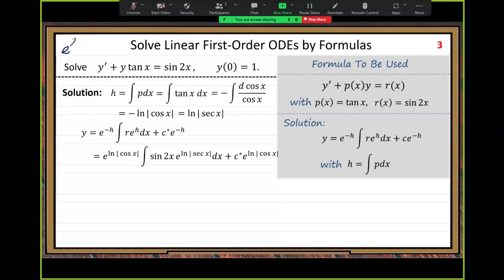e to the natural log of x equals x. Are you familiar with this formula? Good. Because it's the same base, natural log with base e, and your exponential function also uses e, so the log and the exponential cancel out. You only keep that x.